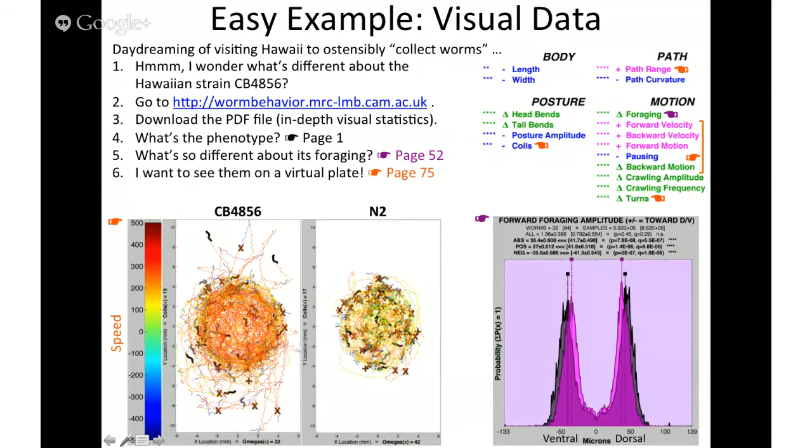Like we saw in the earlier figures, on the left here is the mutant, and on the right here is the control. I can look at its speed on the plate and where it performed the omega turns, marked by an X, and where the coils were performed, marked by this plus sign. And we see that, in fact, this Hawaiian worm likes to leave its food. It moves a lot faster, and you can see where it likes to perform its omega turns.